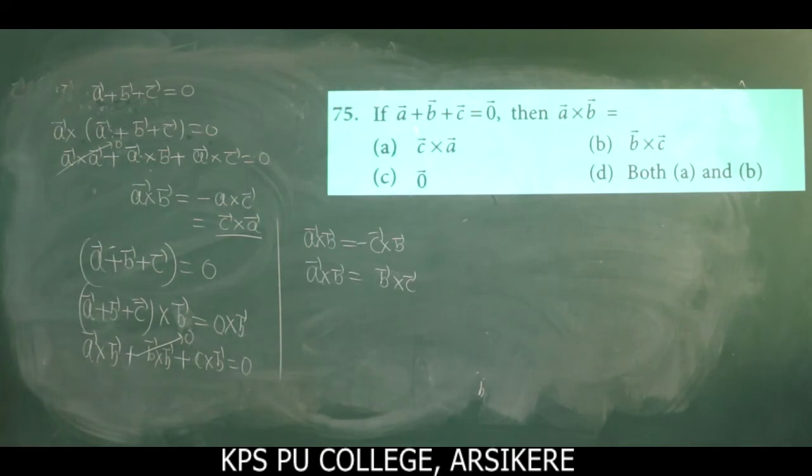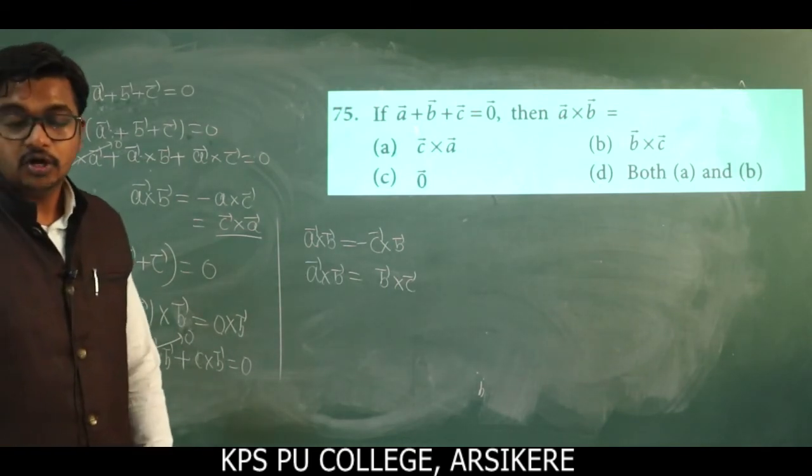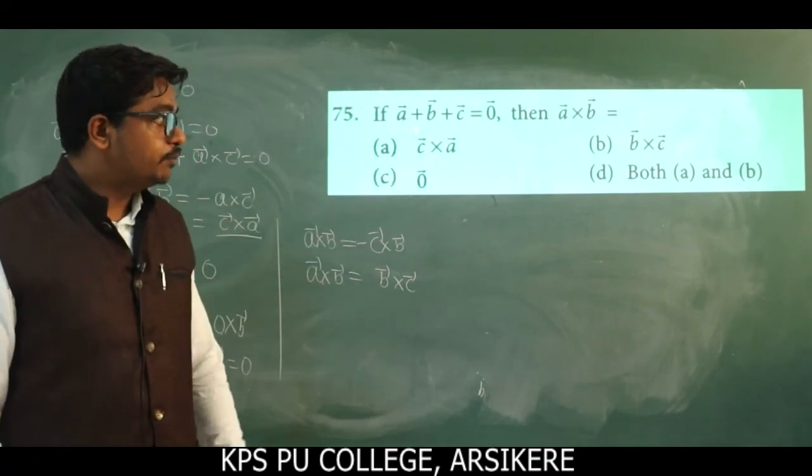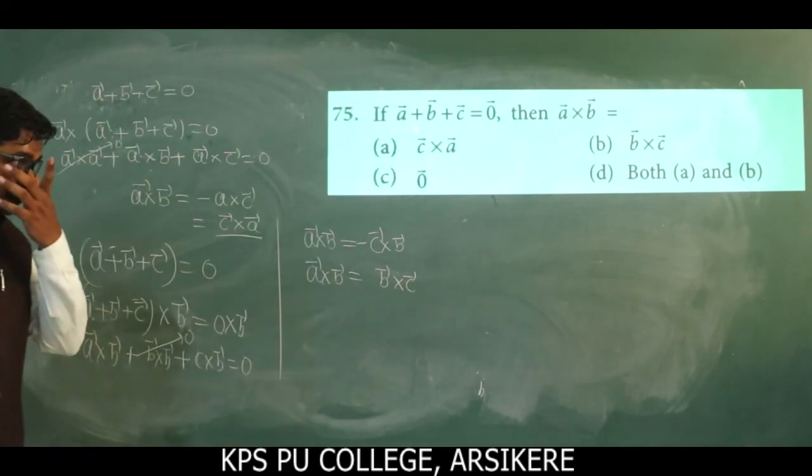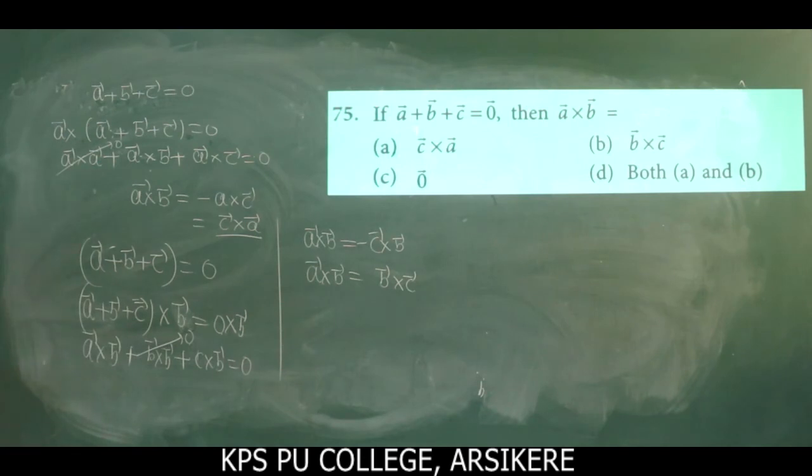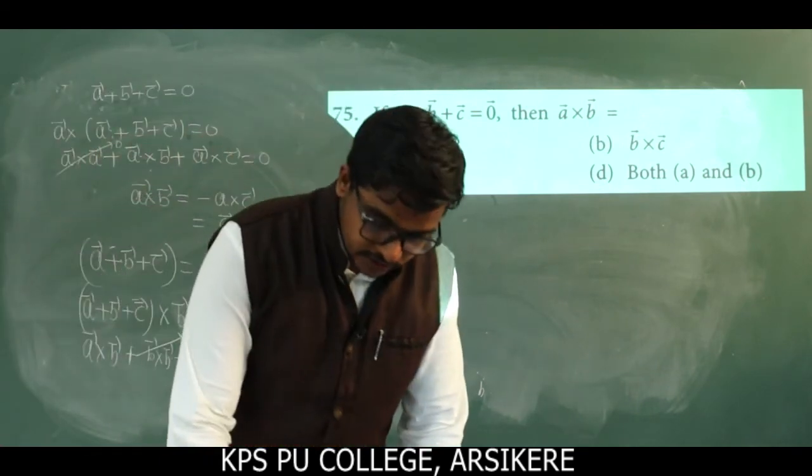So what is the option then? Both A and B are the right answers. Option A and B, so option D is the right answer. Take a pause and note it down. Next, dear children, we are moving to the next question.